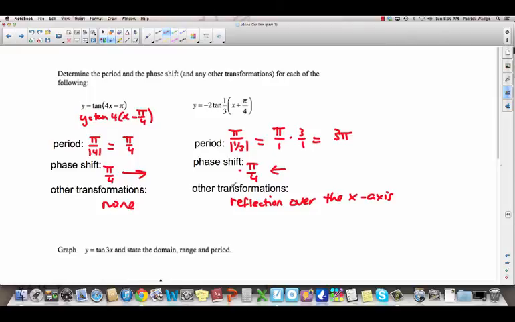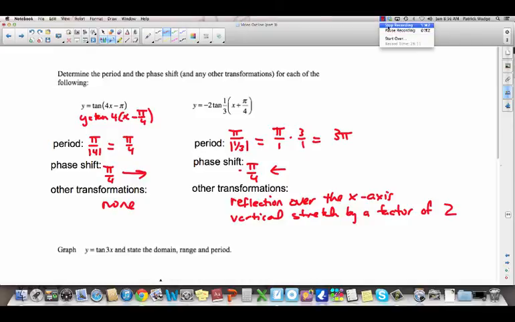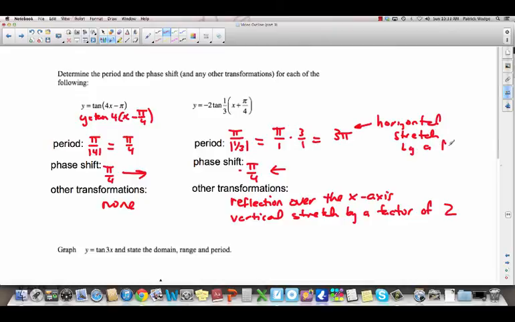And the 2 causes a vertical stretch by a factor of 2. By the way, because this 1/3 here is the b value, that means the period being 3 pi, it's the same as a horizontal stretch by a factor of 3. Over here, this would be a horizontal compression by a factor of 1/4.